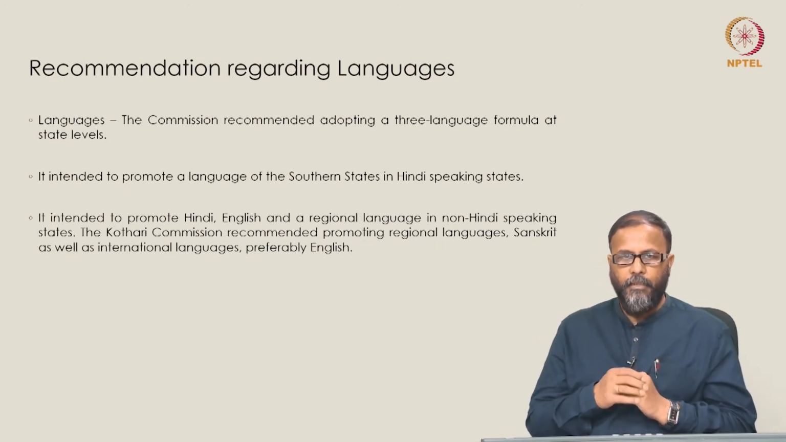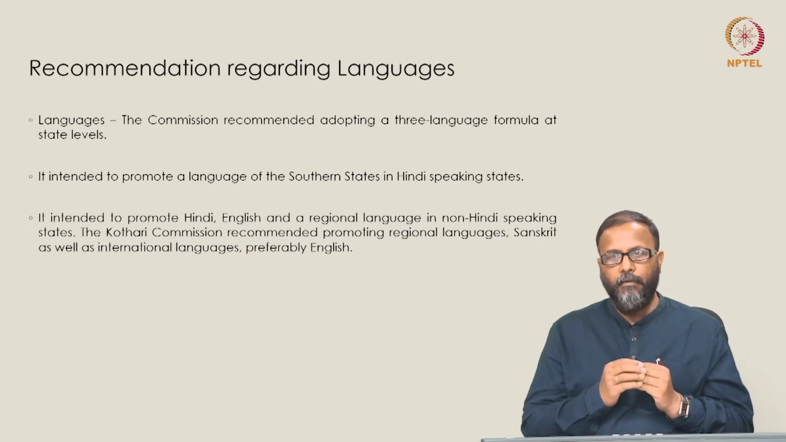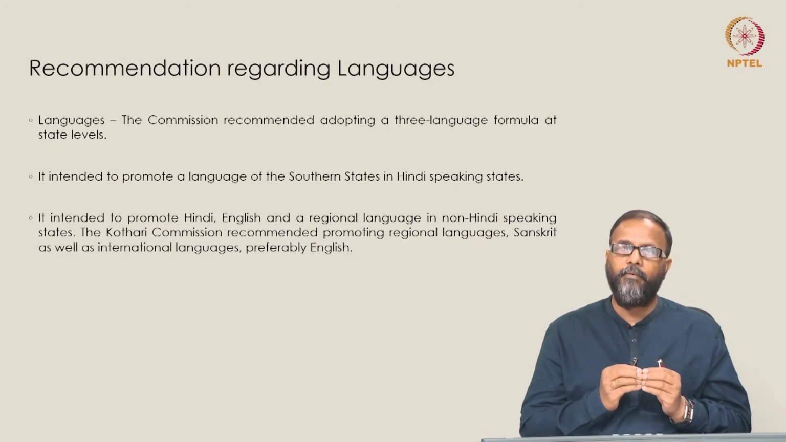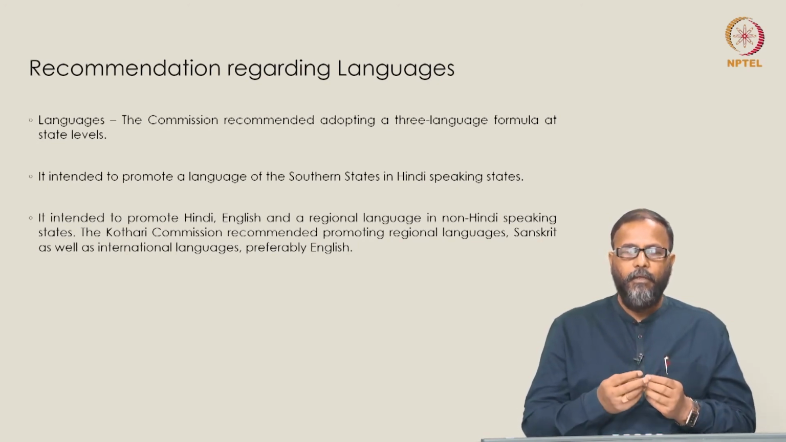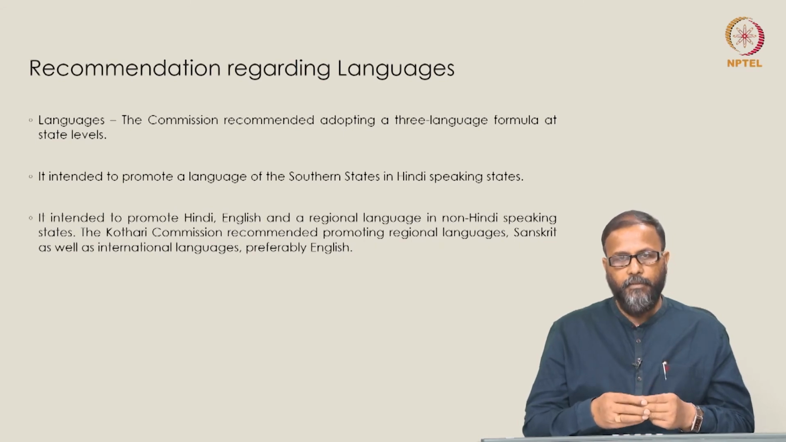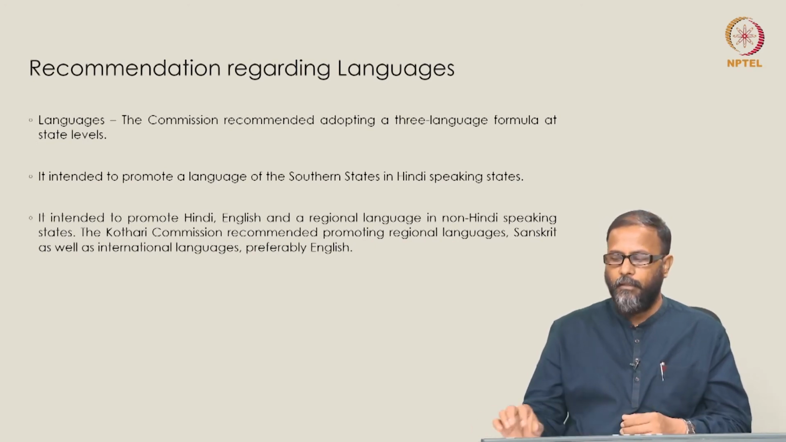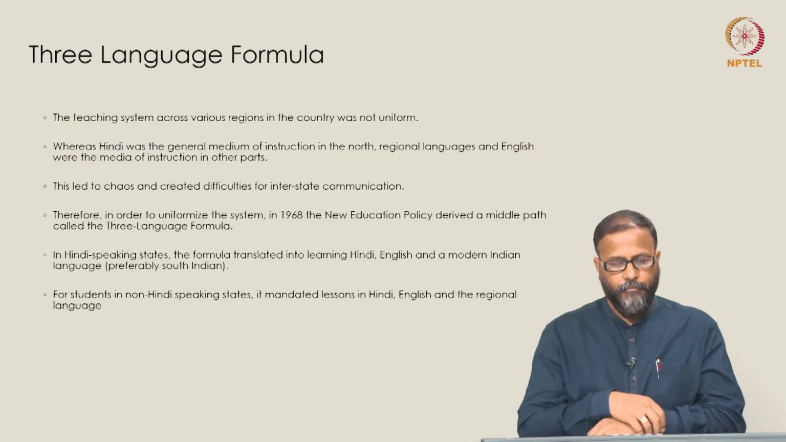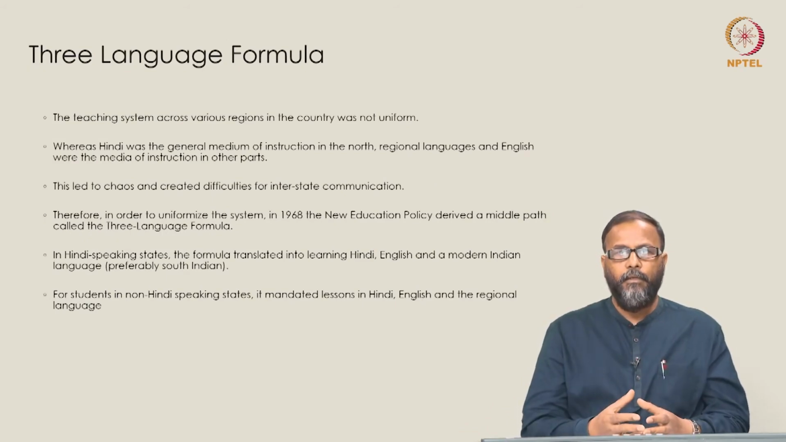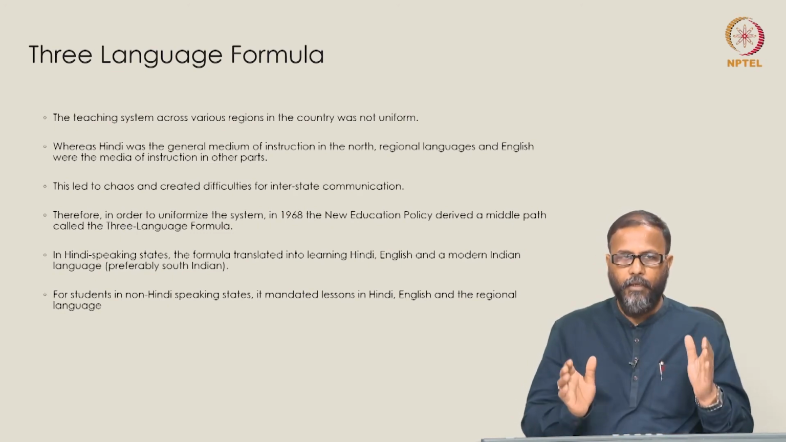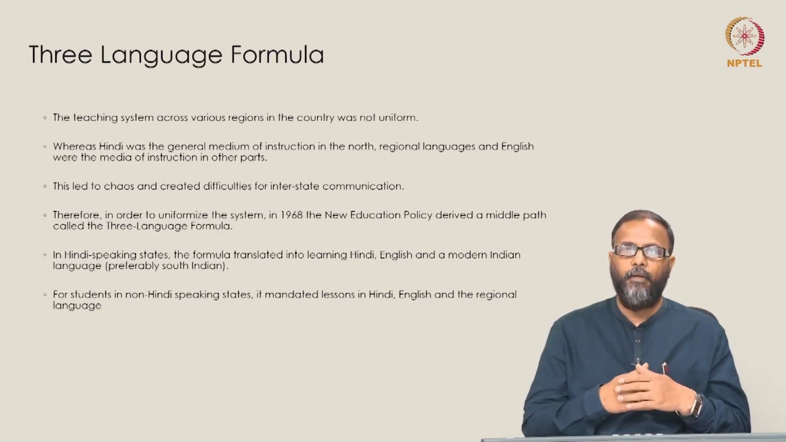It intended to promote Hindi, English, and a regional language in non Hindi speaking states. The Kothari Commission recommended promoting regional languages, Sanskrit, as well as an international language, preferably English. So, three language trio, trilingual, packaging of languages at school level. This is how this phrase three language formula or trilingual formula comes into discussion. So, what is that three language formula? It's a long section in the Kothari Commission report, but we will quickly look at a few salient important points.